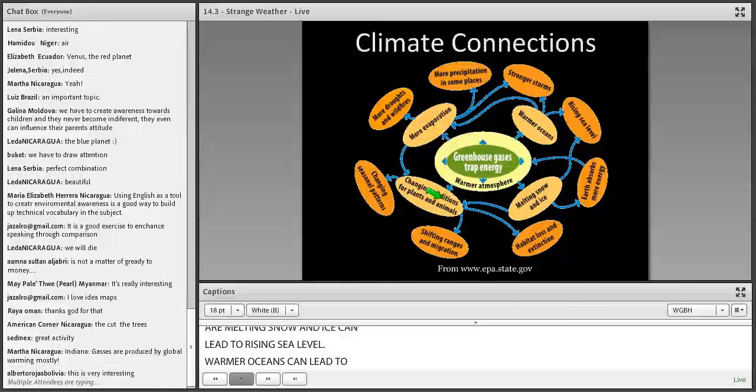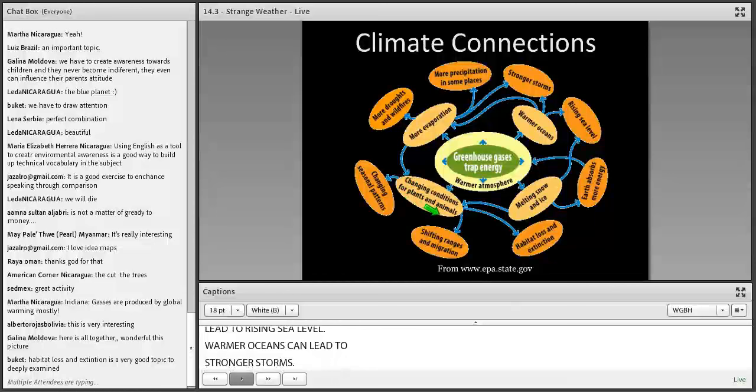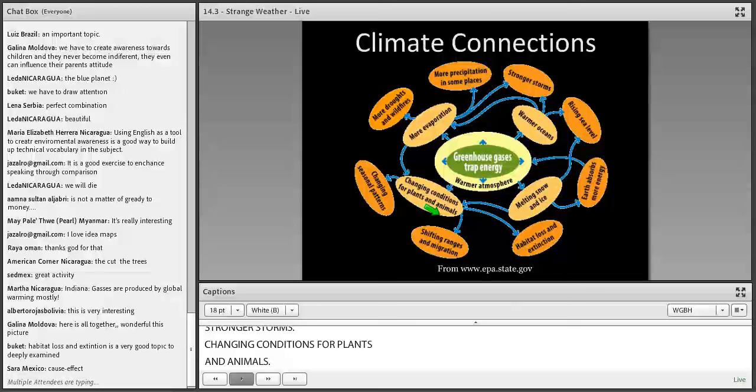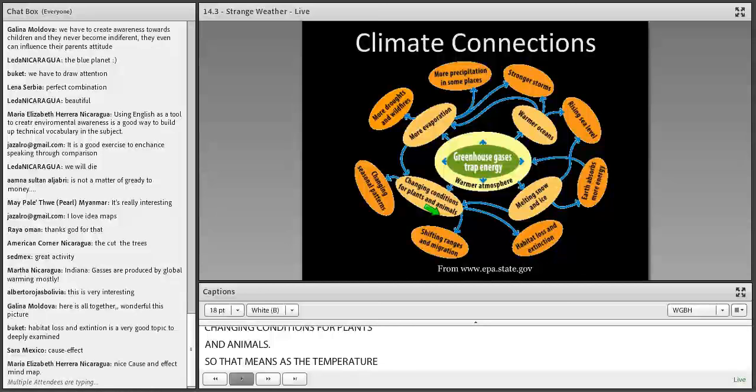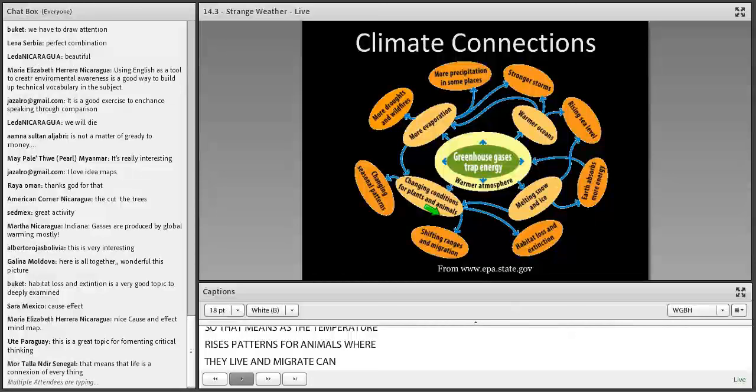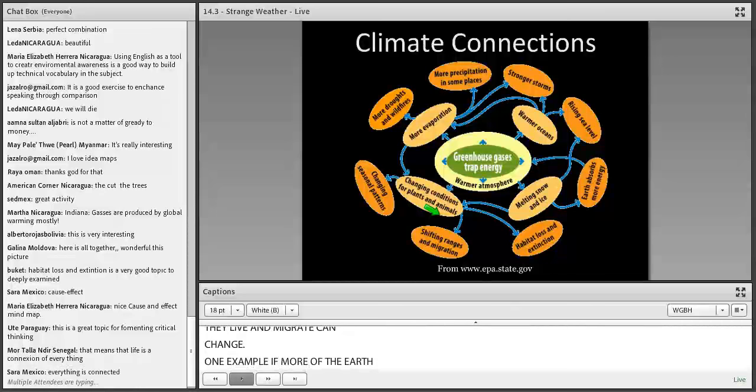Changing conditions for plants and animals. So that means as the temperature rises, the patterns for animals, where they live and migrate, can change. One example, if more of the Earth is warm, mosquitoes can spread their range.